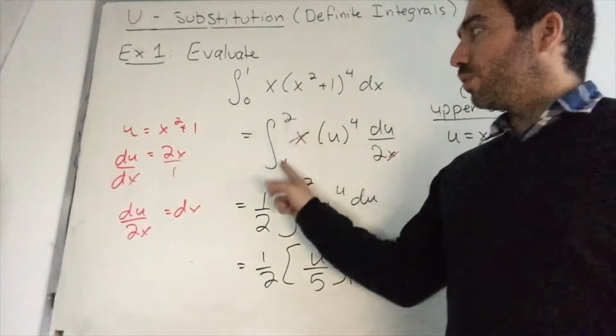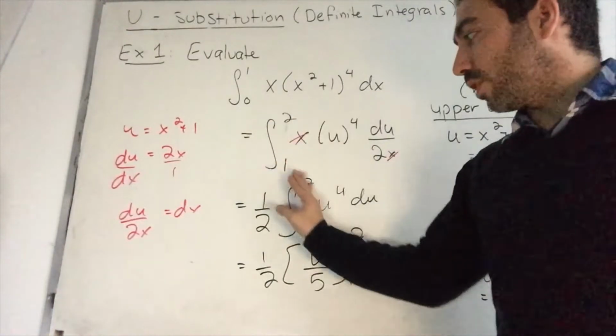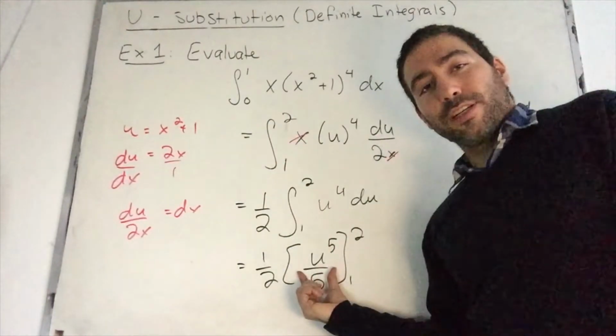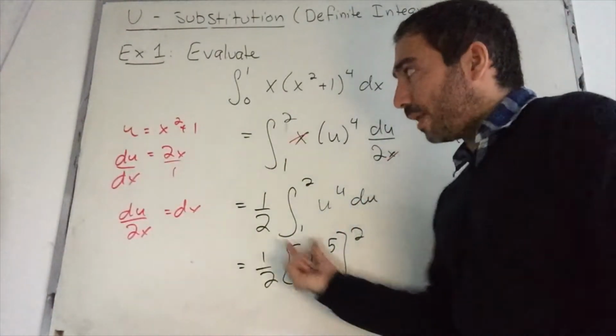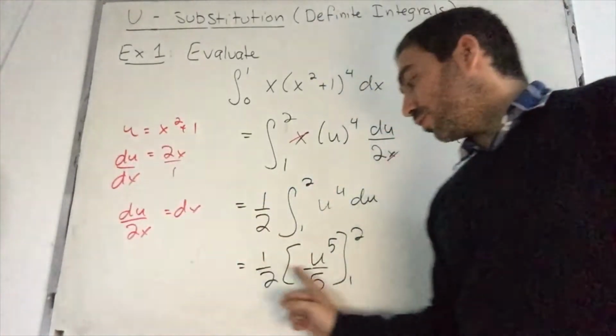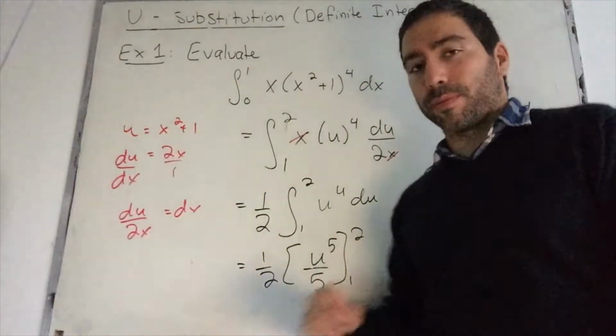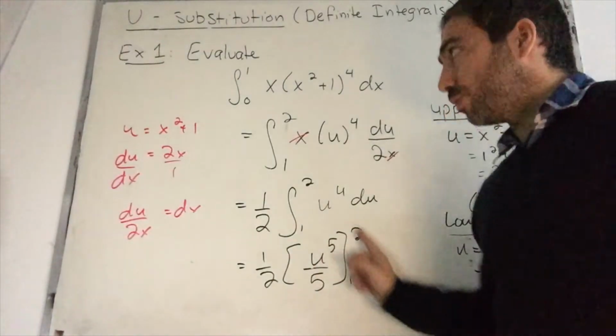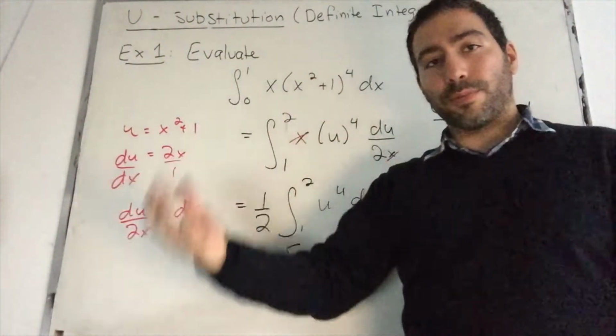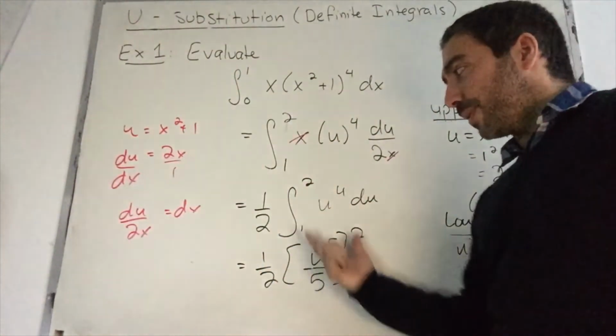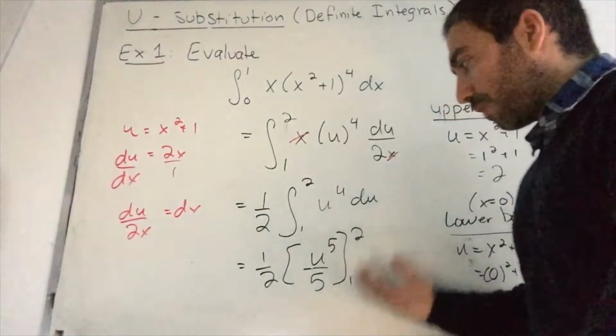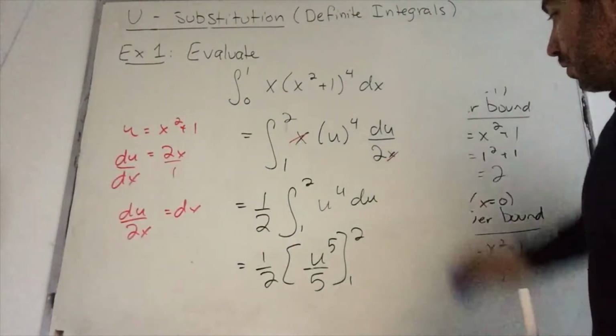Had you not switched the bounds, you could have skipped this whole step, and then at this stage here, instead of going from 1 to 2, you would substitute it back to x. So you would write this as x squared plus 1 to the 5 divided by 5, and the bounds of integration would stay as 0 and 1. So that's really up to you how you want to solve it. I think it's better to always change the boundaries, but that's my opinion. You can do it the way you want.